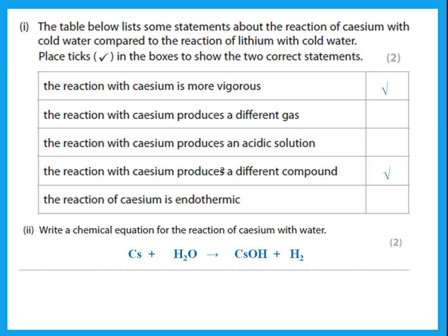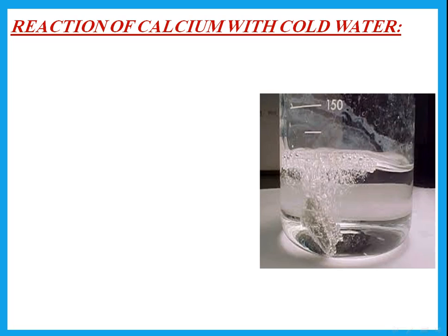Now, the next question says, write a chemical equation for the reaction of cesium with water. Again, we said cesium with water, because this is cold water. It will form cesium hydroxide plus hydrogen, and then you balance in this way. Okay. Reaction of calcium with cold water. So calcium, if it reacts with cold water, it will give exactly the same. It will give calcium hydroxide plus hydrogen.